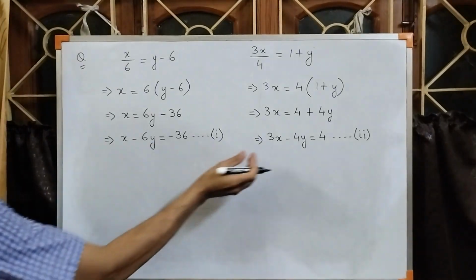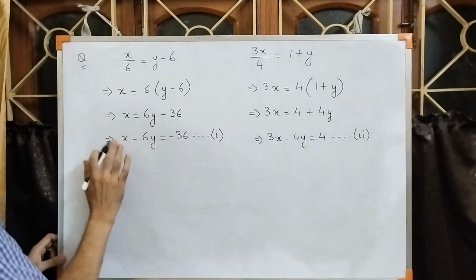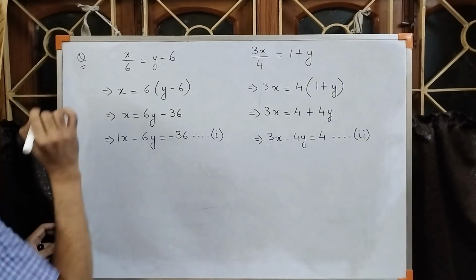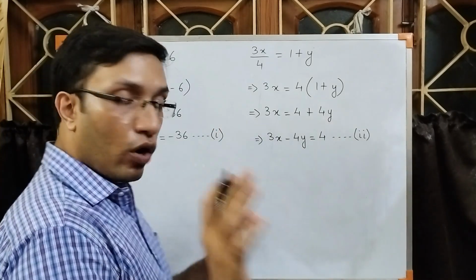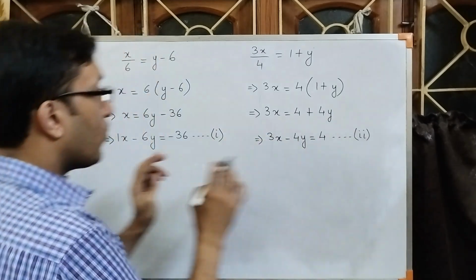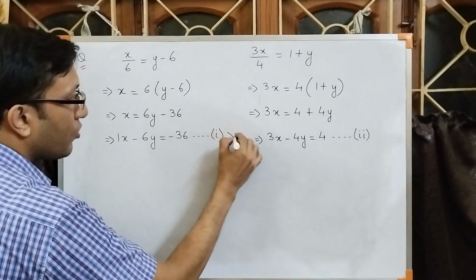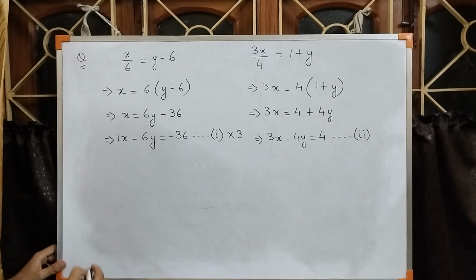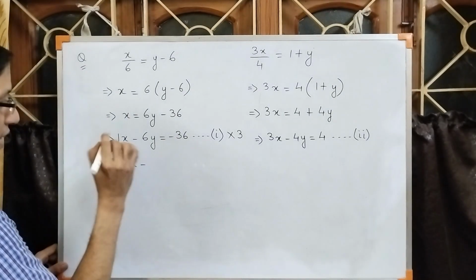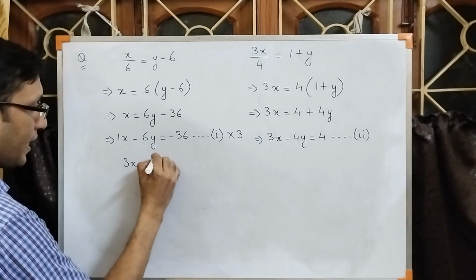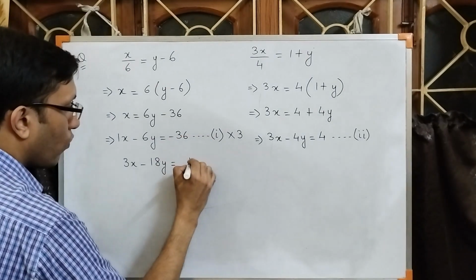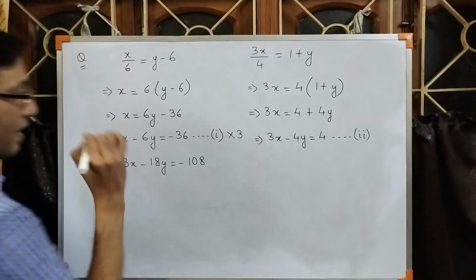Now, here the coefficient of x is 3, whereas we do not see any coefficient over here. That means the coefficient of x over here is 1. Now, if we want to make this coefficient 1 into 3, we have to multiply this whole equation by 3 and that too on both the sides. So by doing so, we get 3x minus 6 3s are 18y is equal to 36 into 3 is 108 with a negative sign.